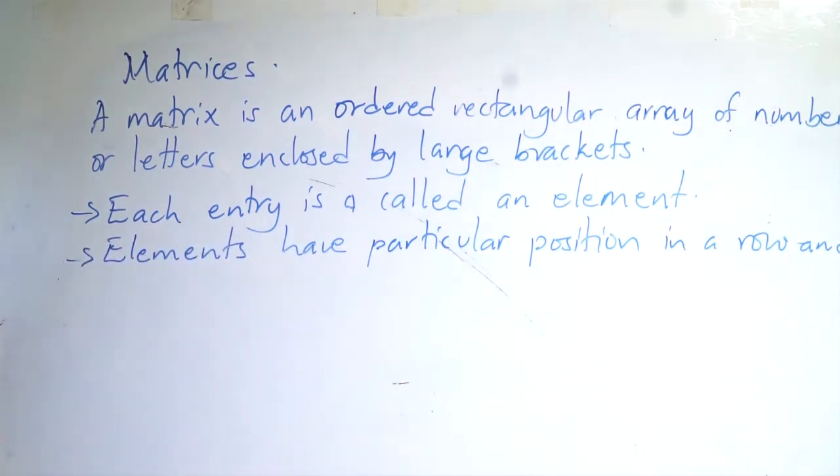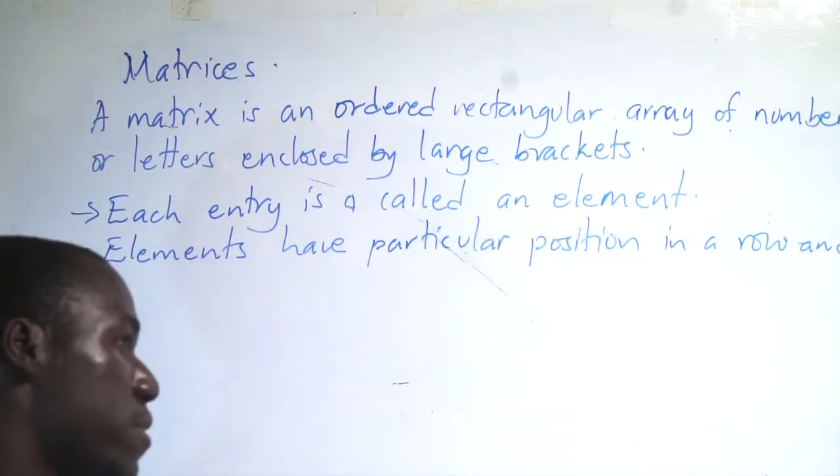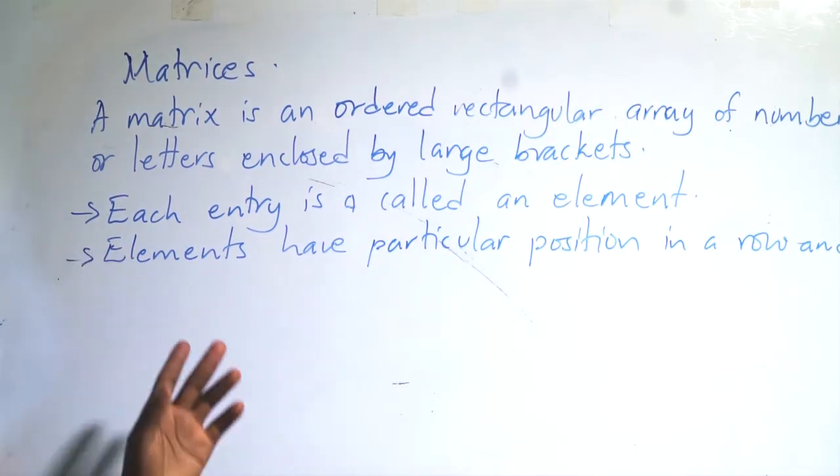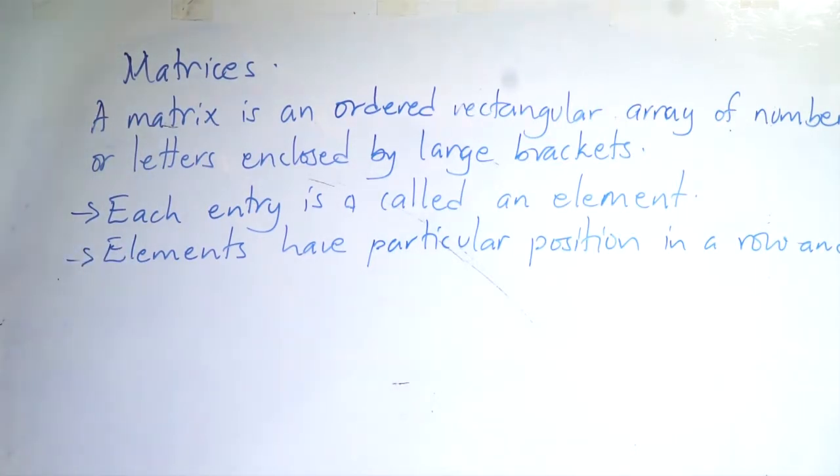So a matrix is an ordered rectangular array of numbers or letters enclosed in large brackets. What is inside the matrix are their entries, and those entries are called just elements. So I'll be mentioning elements instead of the entries. These elements have particular positions where they lie within a matrix. That is a particular row with a corresponding particular column.